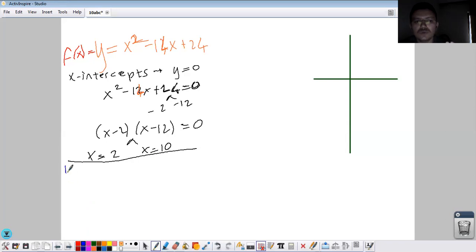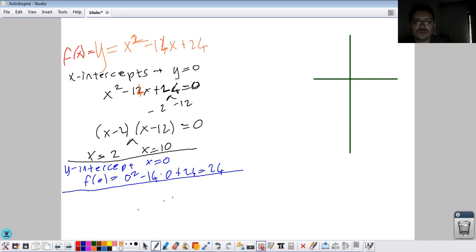Then you search for the y-intercept. Y-intercept means that the opposite letter, x, is equal to 0. In this function, instead of x, you put 0, which is 0 squared minus 14 times 0 plus 24. That means the y-intercept is plus 24.